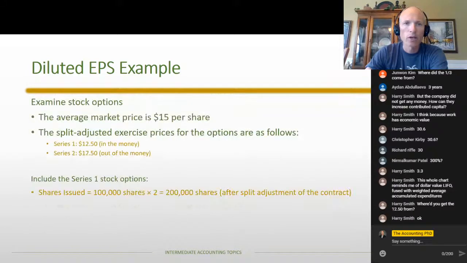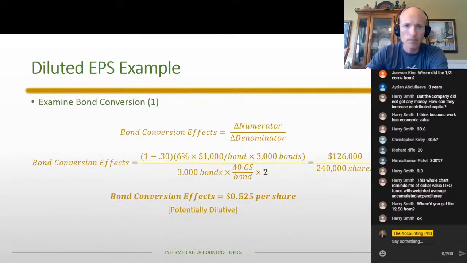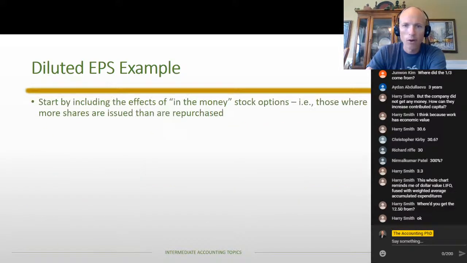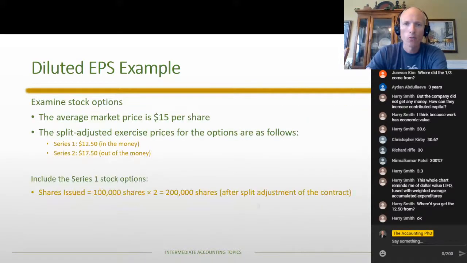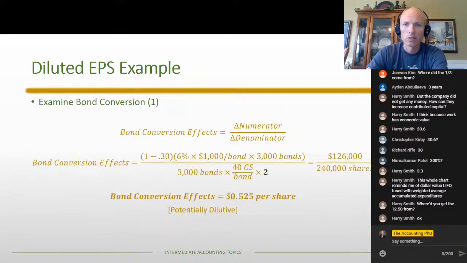So then we go back to our convertible bond. A couple of things that we notice. First of all, in the second group of parentheses, you see 6% times $1,000 per bond times 3,000 bonds. Going back to that information one more time: 3,000 convertible bonds, each bond has a face value of $1,000, and the coupon rate for each bond is 6%. That gives you the interest expense for that series of bonds. So the interest expense would be 6% times 1,000 times 3,000. That would be the total interest expense.